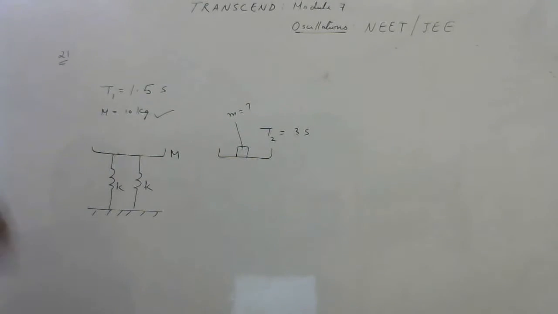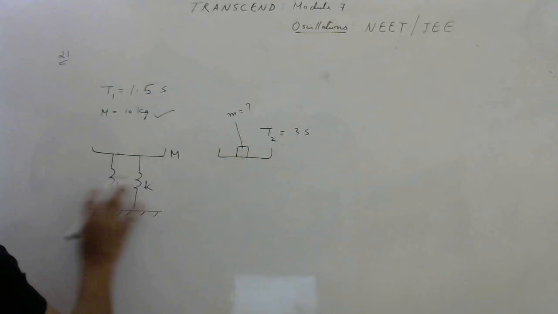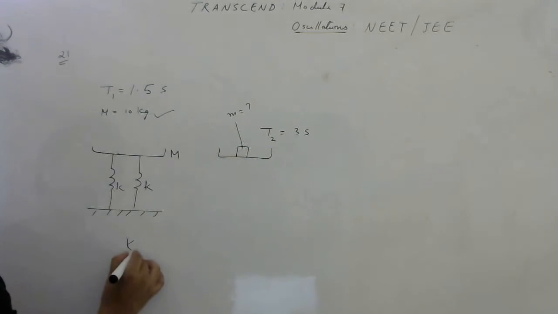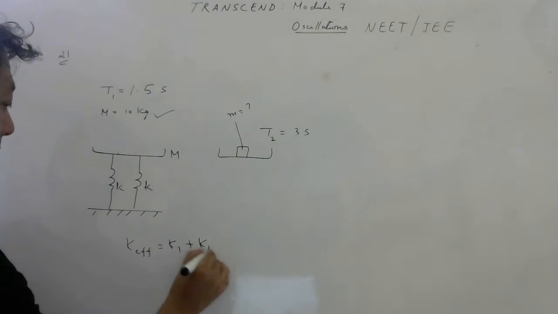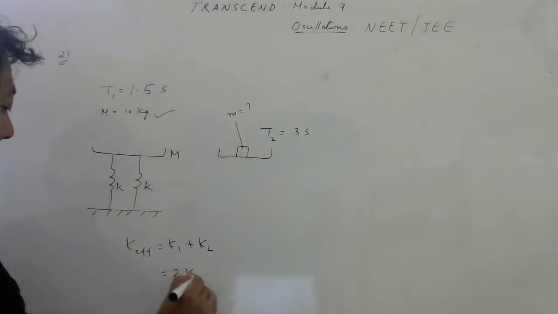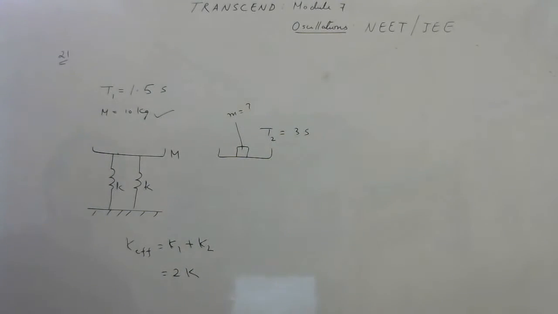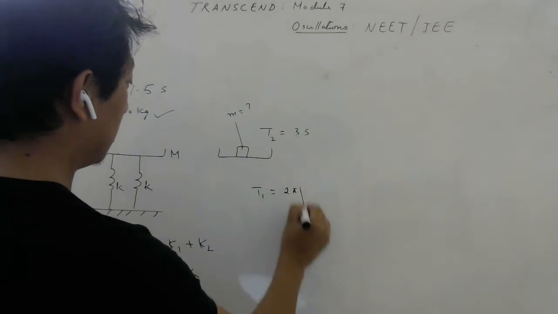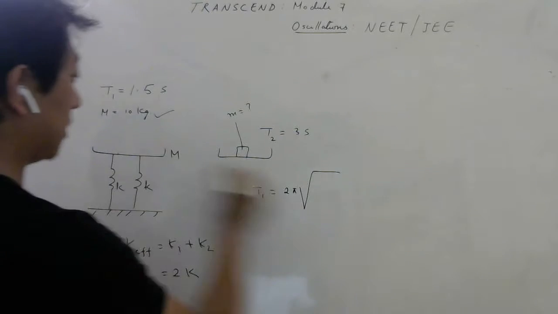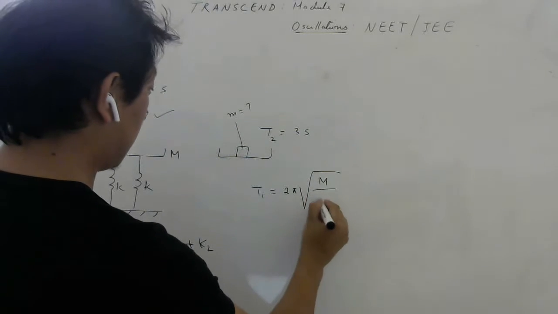So let us solve this. Now these are two springs in parallel. So the effective spring constant in parallel is K1 plus K2. Since both are K, it will be twice K. So the initial time period, when only the tray was oscillating, will be 2 pi root over mass of the tray divided by 2K.